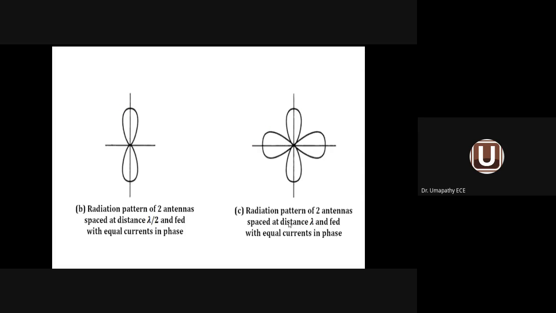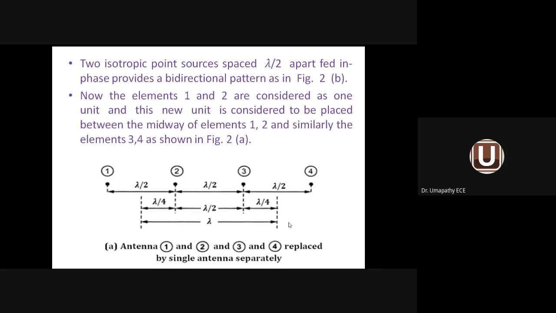Now, whatever replacement I told you is nothing but an isotropic antenna. Isotropic means imaginary antenna. The 4 element antenna is the actual antenna, but the 2 element antenna is the isotropic antenna. I am drawing the isotropic antenna in an imaginary manner as a replacement. I am not using it practically as a replacement.